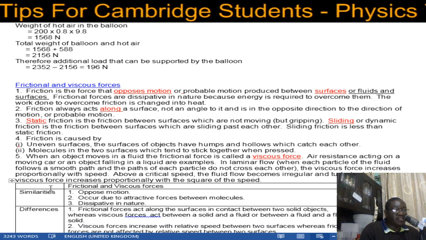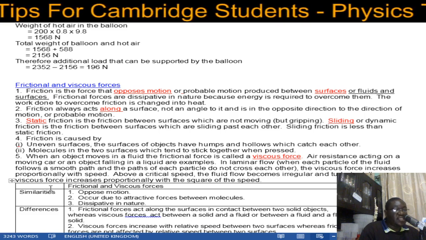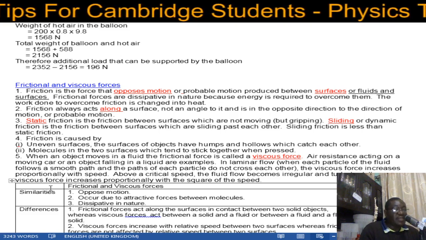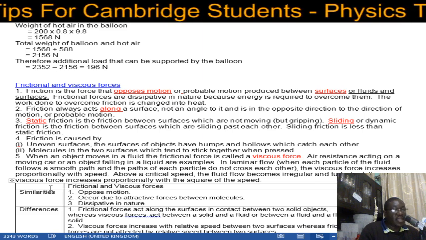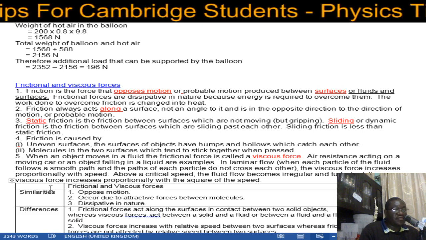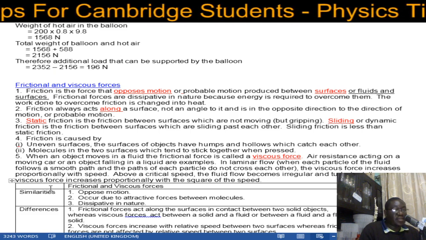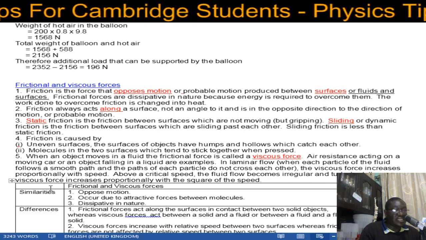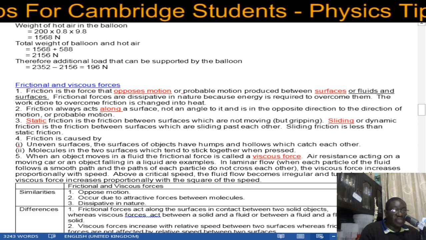When an object moves in a fluid, the frictional force is called a viscous force. Air resistance acting on a moving car or an object falling in a liquid are examples. In laminar flow, that is when each particle of the fluid follows a smooth path and the paths of the particles do not cross each other, the viscous force increases proportionally with speed. Above critical speed, the fluid flow becomes irregular and turbulent. The viscous force increases proportionally with the square of the speed.